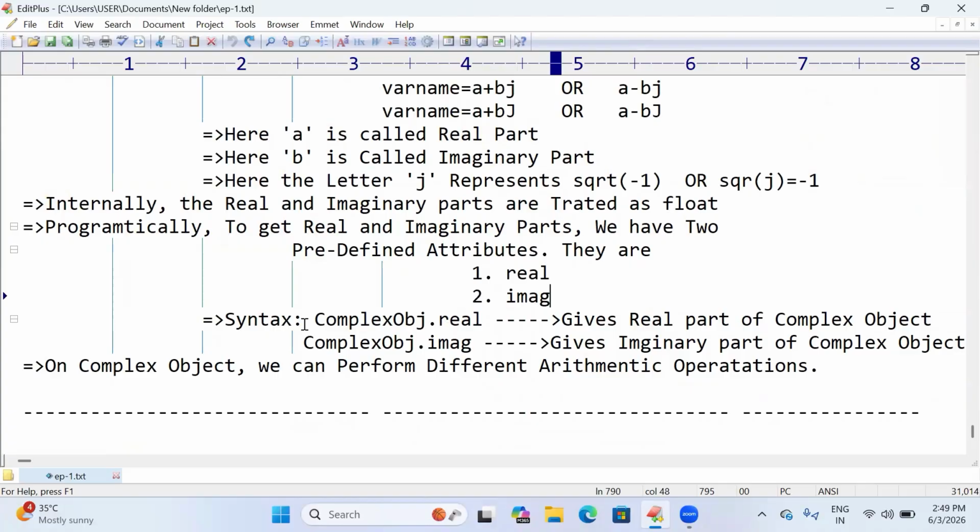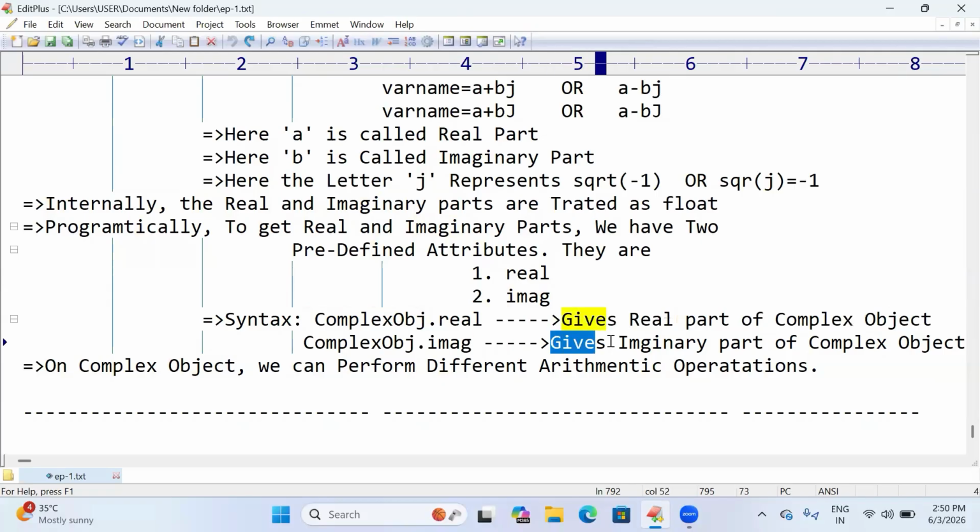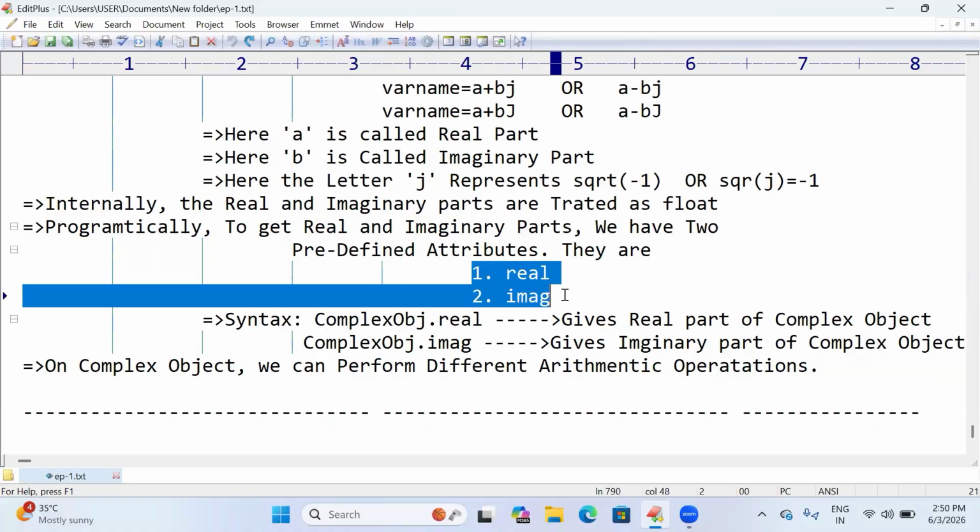Let's see how the syntax will be. In order to print the real part, we have to use complex object dot real. In order to print the imaginary part, we have to use complex object dot imag. Real gives the real part of a complex object, and imag gives the imaginary part. These are the two predefined attributes to retrieve the real part and imaginary part.